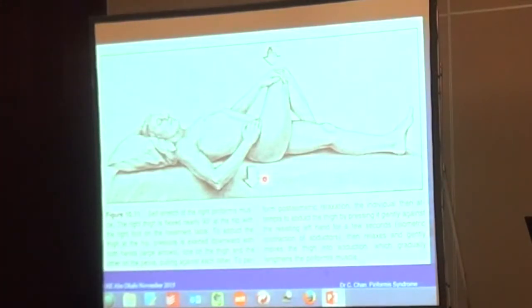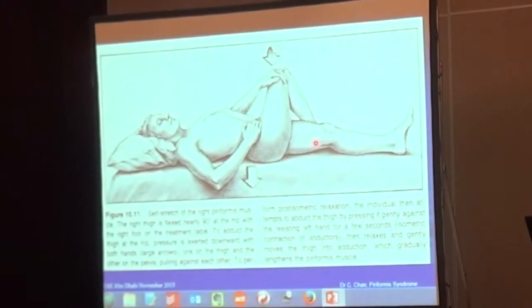This is how you stretch the patient. You teach the patient to do the stretching. That hand there holds the pelvis against the bed, and this hand pulls the knee away from where you're looking at it, and at the same time they're pushing back towards us with the knee, and that stretches the piriformis muscle.